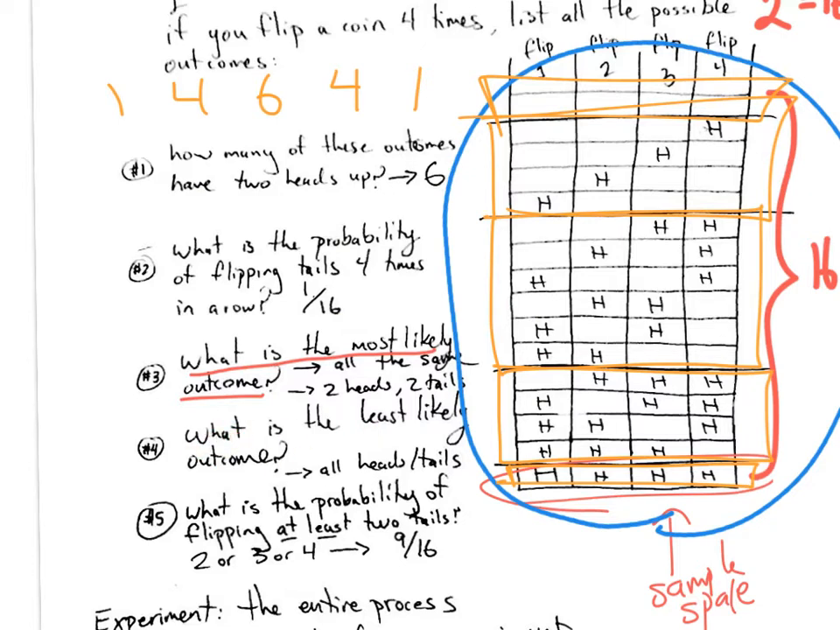What is the least likely outcome? Well, if we're talking about a specific situation, having all heads up or all tails up is the least likely of the situations. Number 5, what is the probability of flipping at least 2 tails?